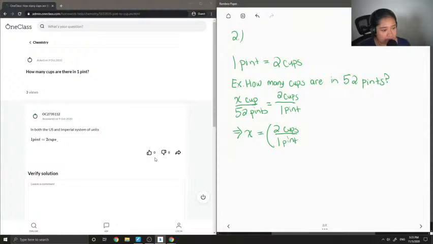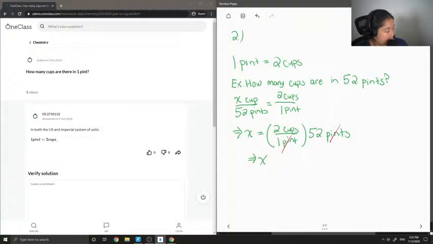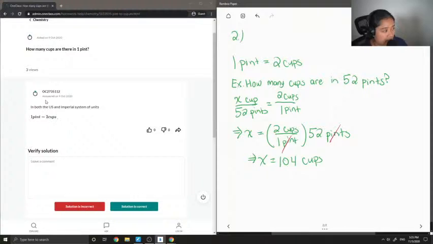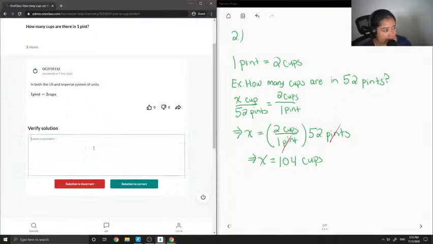And you know that you did it right if your units cancel out nicely. So you'll notice our pints canceling out, and we're left with a value in cups. So this gives us x is equal to 2 times 52, which is 104 cups. So let's see what the junior tutor said. In both the US and imperial system of units, 1 pint is equal to 2 cups. This solution is correct.